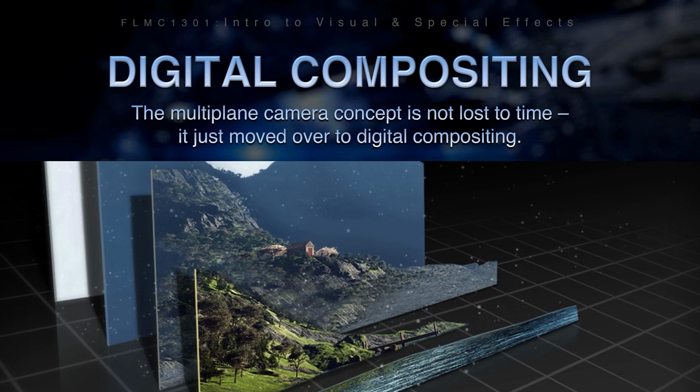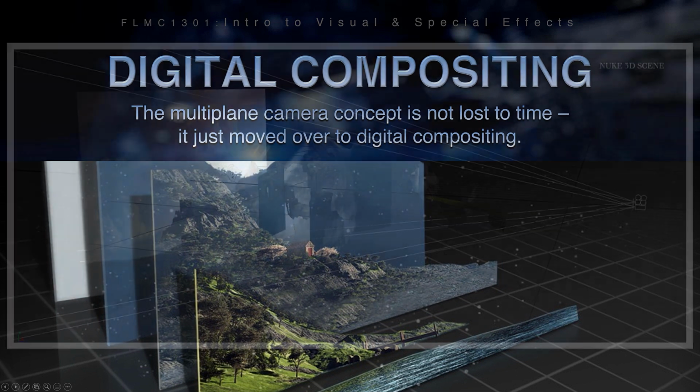or camera projections and all kinds of good stuff, which, taking a look at our slide right here, is a good example of that. This is a shot from within the Nuke compositing package, and it's basically the multiplane camera just turned on its side, of course, in a digital form. So the multiplane camera concept is not lost to time. It just moved over to digital compositing.